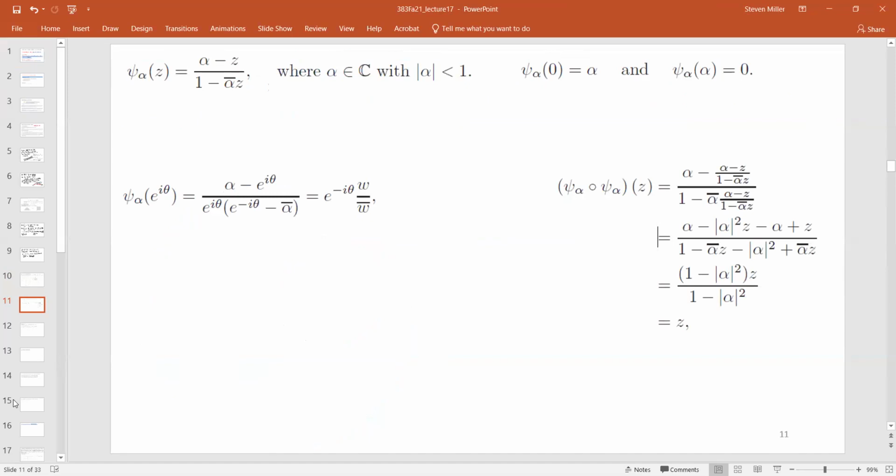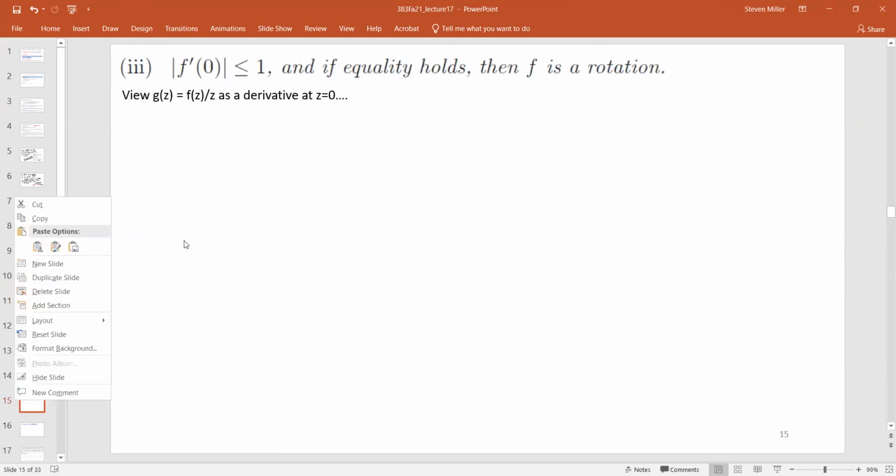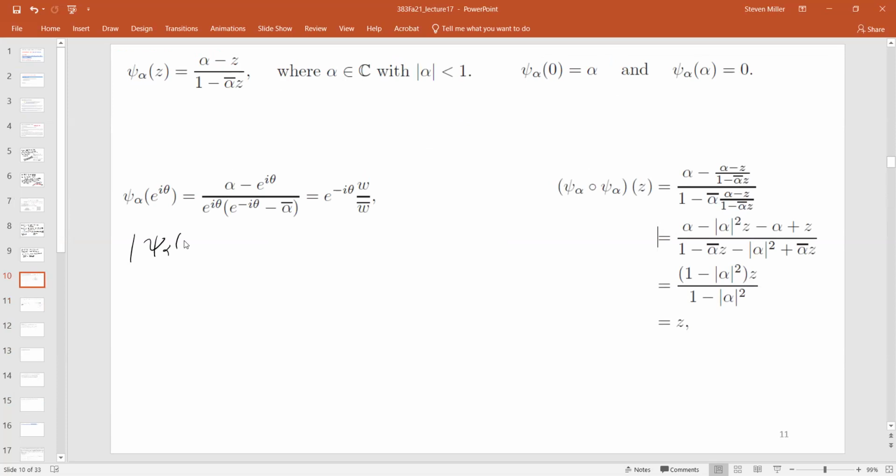So what can you tell me about the norm of such values? What does it equal? W here is just alpha minus e to the i theta. And because alpha has norm strictly less than 1, we know W is not equal to 0. So what can you tell me about the norm of C alpha? It's 1. So we know that C alpha maps the boundary of the unit disk to the boundary of the unit disk.